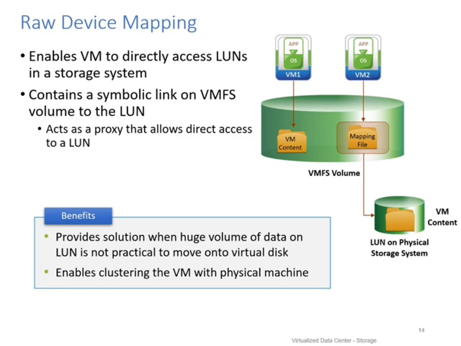RDM is recommended when there is a large amount of data on the LUN in the storage system and it is not practical to move it to a virtual disk. It is also used when clustering virtual machine with physical machine. In this case, the virtual machine is required to access the LUN which is being accessed by physical machine.